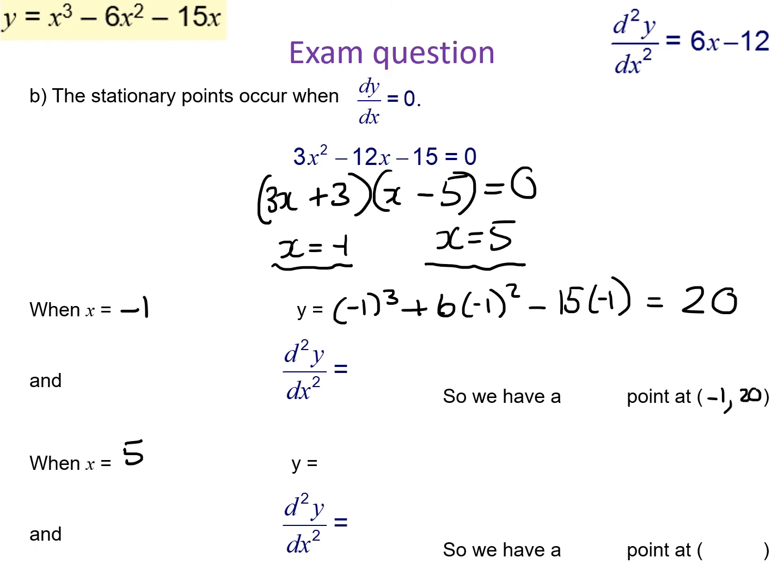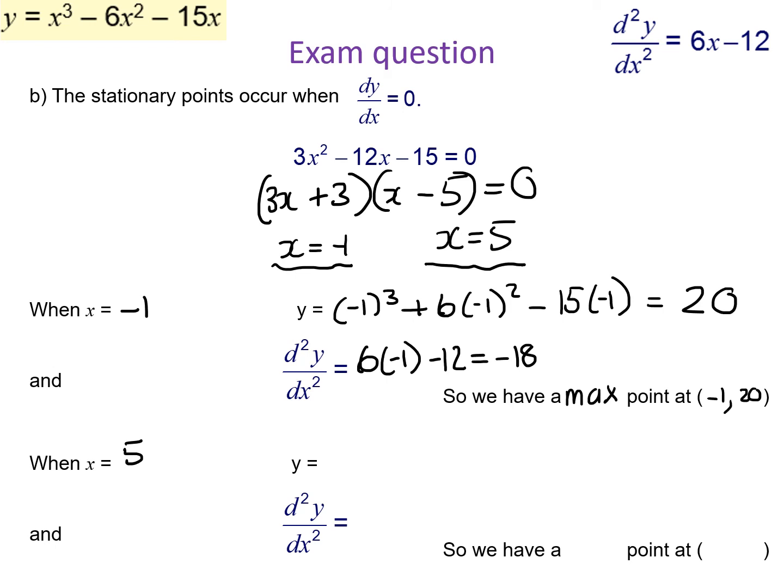To find out whether that's a max or a minimum, I need to consider d²y/dx². Well, that's up here. Remember we said that was 6x - 12 from part A. Okay, right, we're going to put in our minus 1 where there's an x. So that's 6 lots of minus 1, take away 12. Well, that gives us negative 18. So it's a negative. That tells me this is a max point.